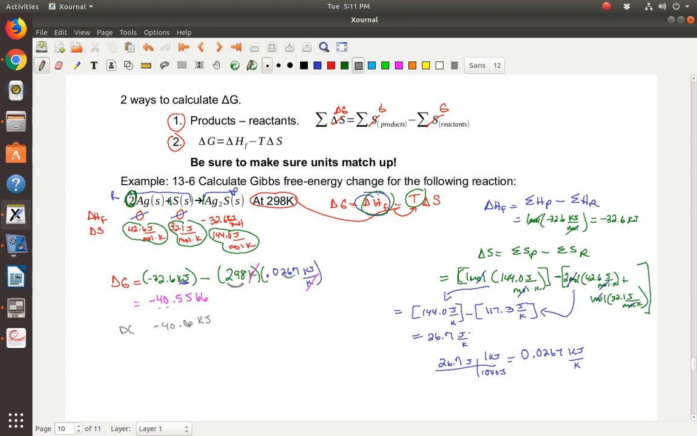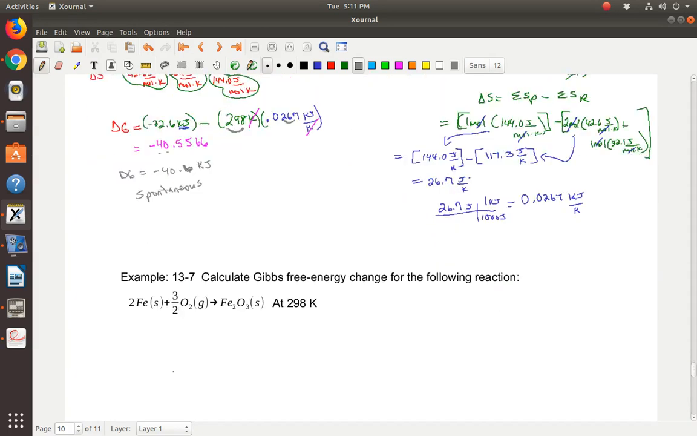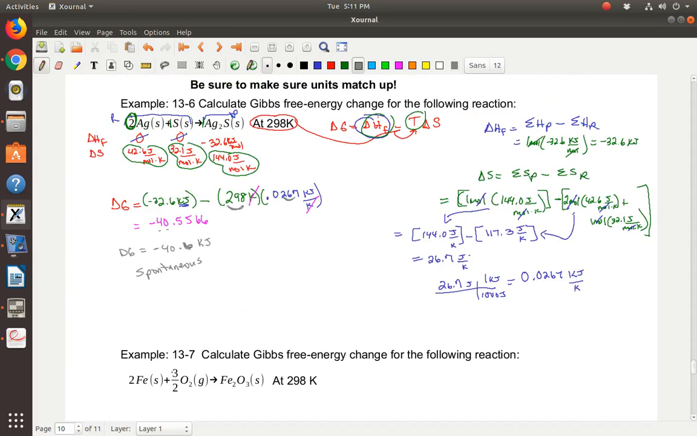So delta G is negative 40.6 kilojoules. So this has a negative delta G, so this is a spontaneous reaction because it has a negative delta G. Okay, make sure you have that filled into your notes, and we're going to do the next one. If you need to pause it and do it, go for it right here.